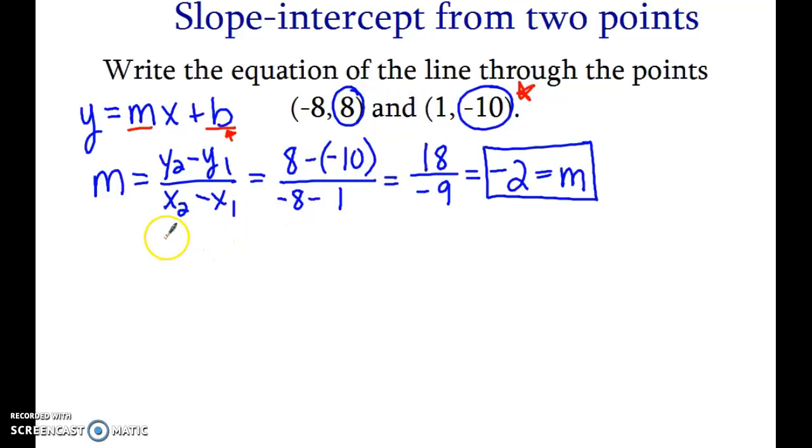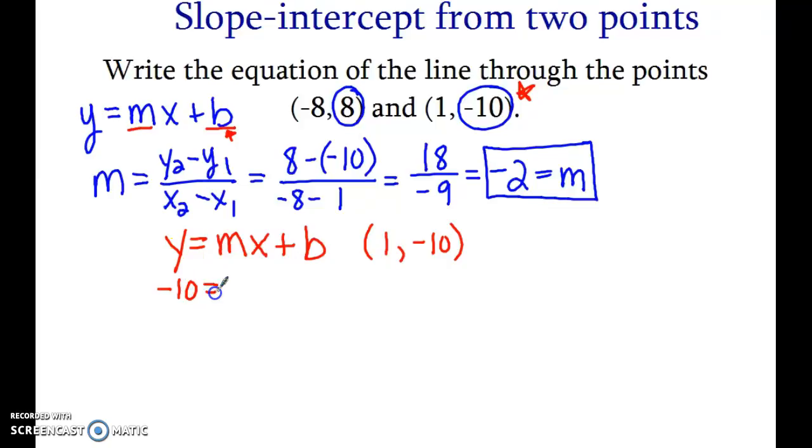So I am going to start with y equals mx plus b as my form, and I'm going to use the ordered pair 1, negative 10. Well, what is y for my ordered pair? Negative 10 equals, what is m that I just solved for? Over here, negative 2. What is x? x right here is 1, plus b.